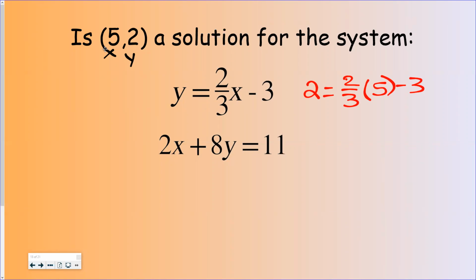Okay, so that right there is what I would put into my calculator. So in my calculator, we're going to do 2 divided by 3 times 5 minus 3, and that gives me 1/3. Is 1/3 equal to 2? No. And right there, I would figure out, well, if it's not a solution there, then it's not going to be a solution for this system.